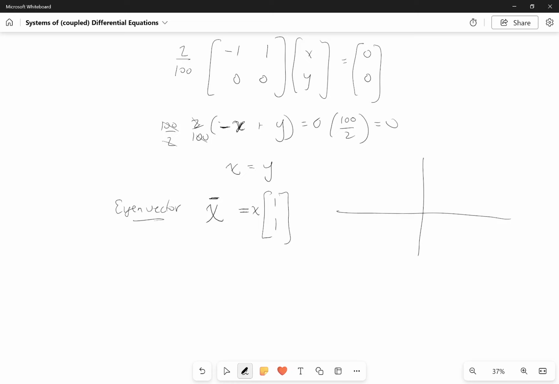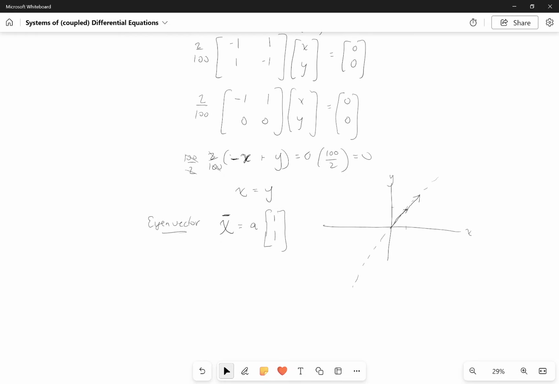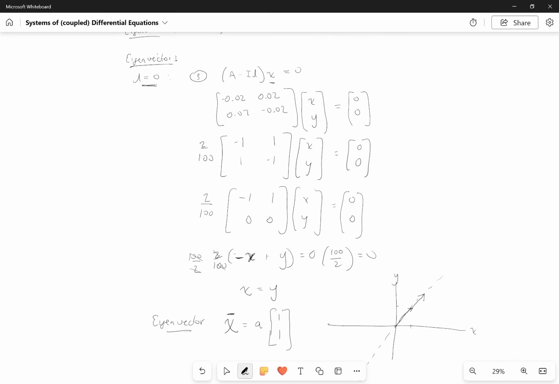Well, it looks like here's x and here's y. This is just the scaling, because any vector that goes along this line is an eigenvector. Okay, so if I use 1, 1, that's one vector. There's other vectors like that. So I can put some value here, I can just say a. A is just scaling that vector. Or I can just use 1, 1. Okay, so that is my x, for when lambda equals 0.